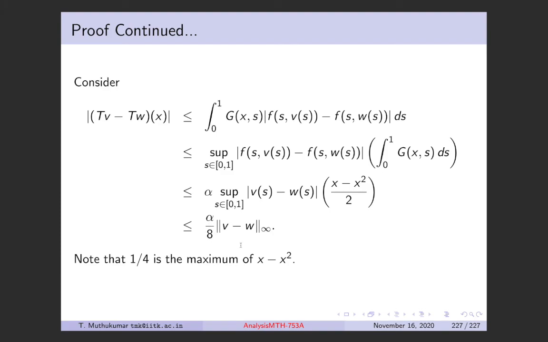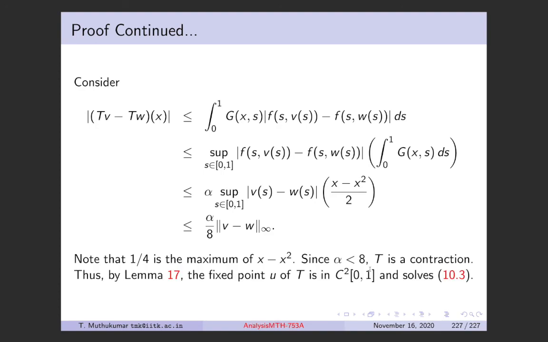So since alpha is less than 8, T is a contraction, which means T admits a unique fixed point, and that fixed point is precisely the solution, because we have seen in the previous lemma that anything that satisfies that equation will be a solution to the ODE. So this is how we have shown the existence for a 2-point boundary value problem as well.